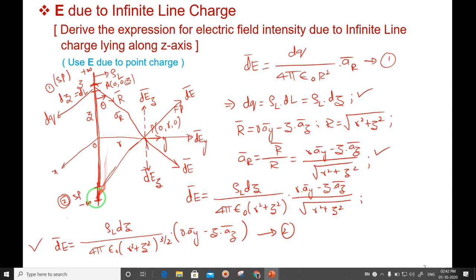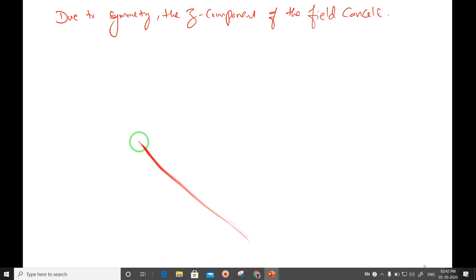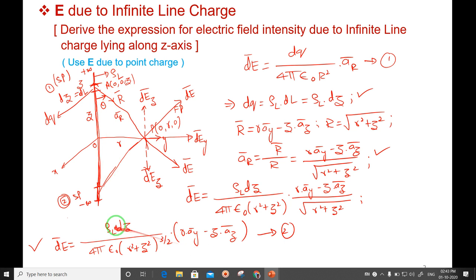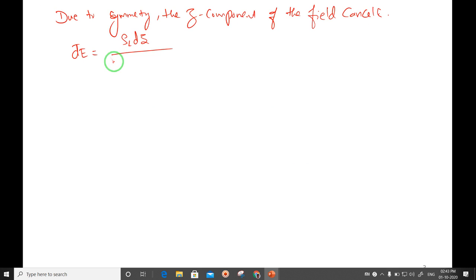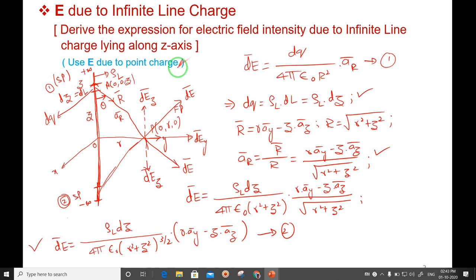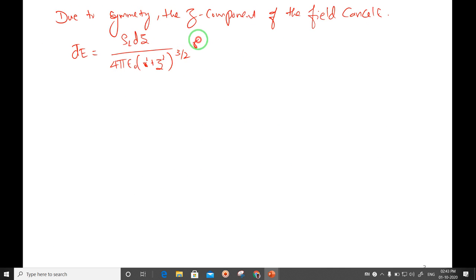So see here, due to this, we have seen already, I already told dz, only the dEy component is left out. So I will rewrite equation 2. dE vector is equal to rho l into dz divided by 4 pi epsilon naught, r square plus z square whole to the power of 3 by 2, r into ay. This z component I will not write because the z component will vanish. So r into ay I am left with. Is it fine?